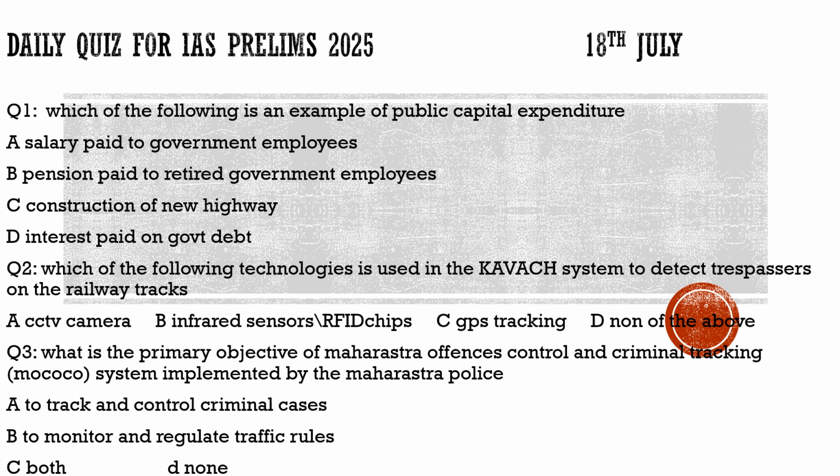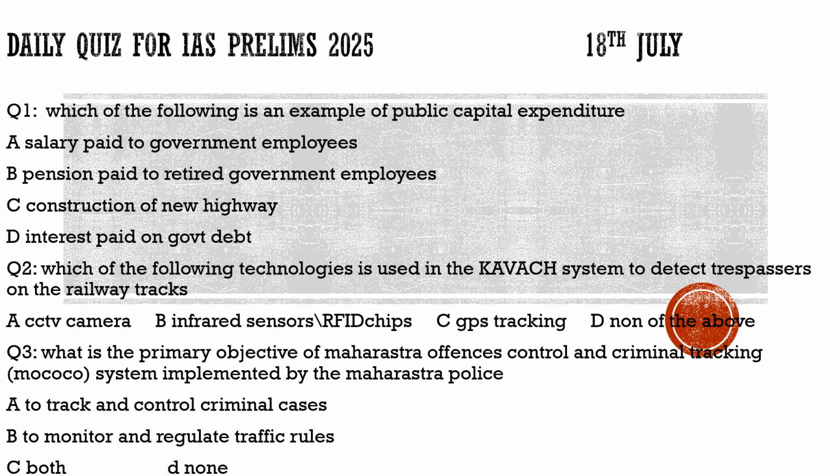Now, coming to question number two, it says, which of the following technologies is used in the Kavach system to detect trespassers on the railway tracks? We discussed the railway accidents with respect to the Kanchenjunga accident. We saw what can be done to reduce these accidents. We discussed the Kavach system. So here the question asks, which of the following technologies is used in the Kavach system to detect trespassers?